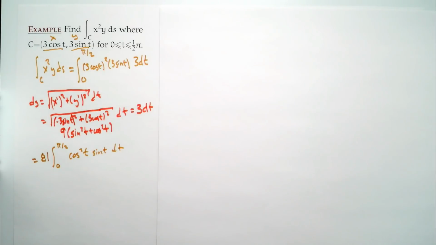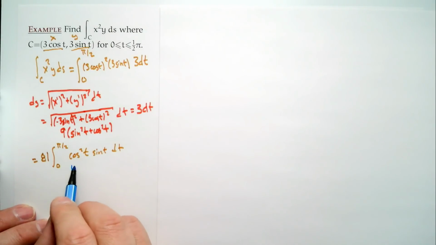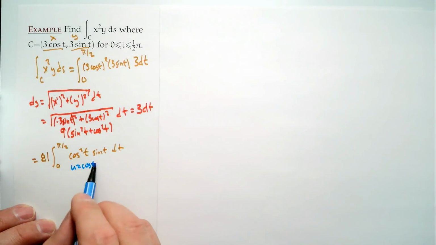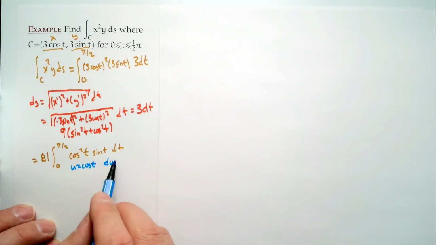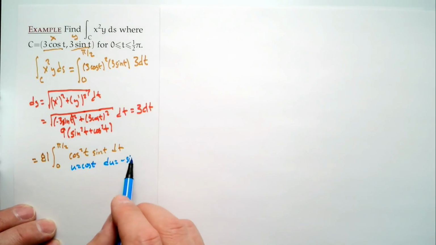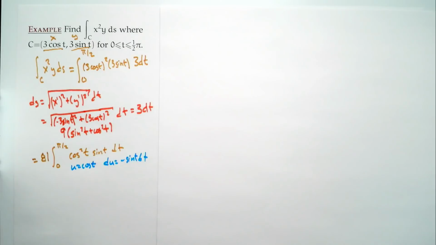Yeah, use substitution. What's the right substitution to make? U equals cosine. There might be others that work, but this is the cleanest one. Derivative of cosine? Negative sine. So what will end up happening here is we're going to get the following. We're going to get, I'll say, 81.